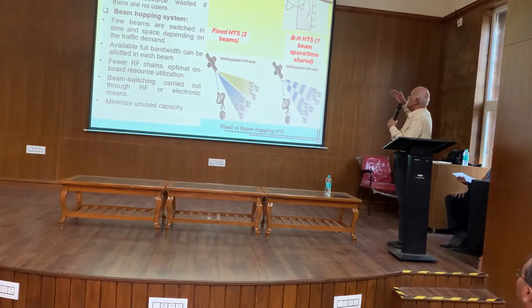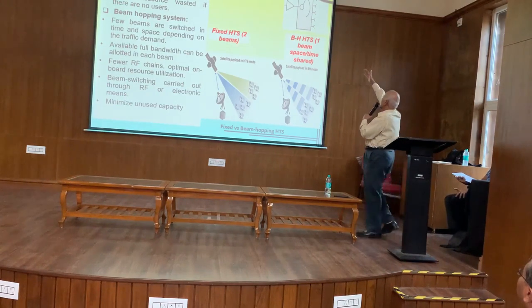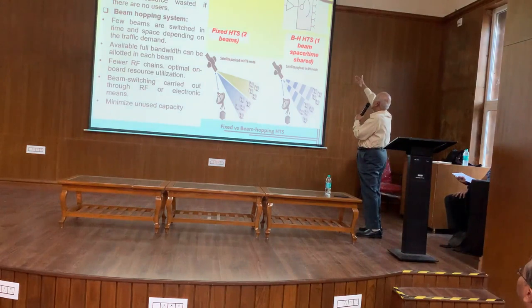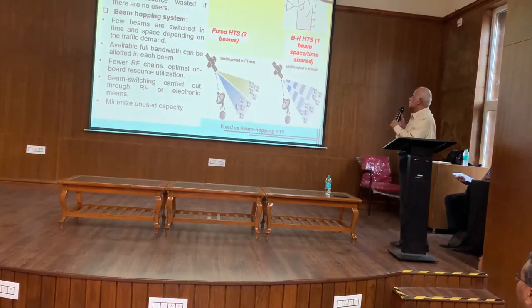How is the RF beam hopping done? Is through this type of switching. You have multiple antennas for different spot beams, and the signal is switched depending on the traffic demands. Next.